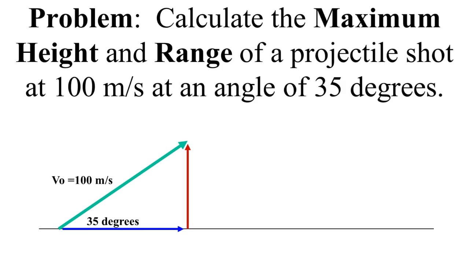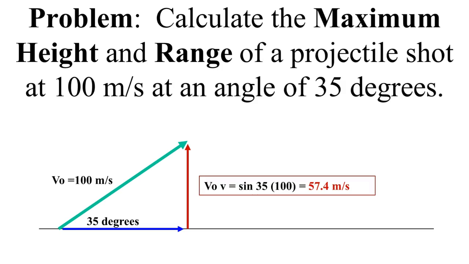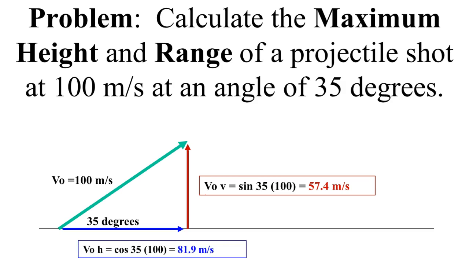If I want to find my vertical initial velocity, I'm going to take sine of the angle times the velocity. So 100 times sine of 35 gives me 57.4. To find the horizontal or initial velocity, I'm going to do the same thing, but I'm going to use cosine. So it's 100 times cosine of 35 equals 81.9 meters per second.